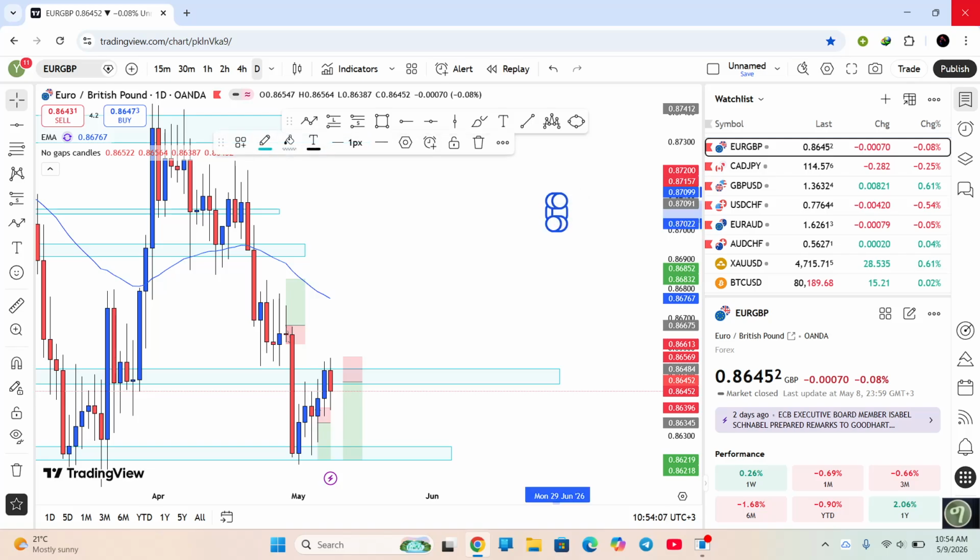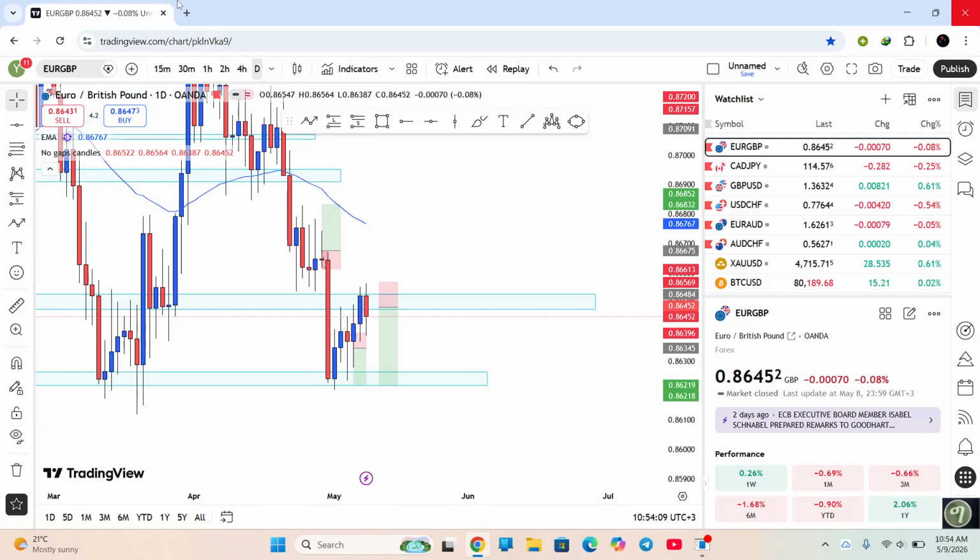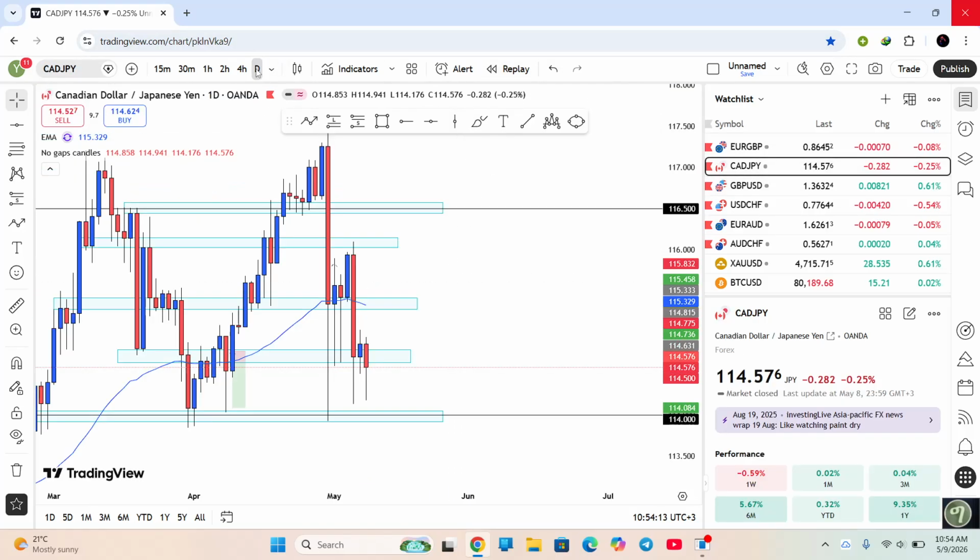Let's remove this. So you already know what we wait for on the 4-hour, the retracement and the rejection. Let's go to the next pair, which is CAD JPY. CAD JPY, as you can see, we were forming higher highs and higher lows. Then we shifted structure. We formed the lower low, formed the lower high, lower low, lower high, and finally we started to form the lower low.